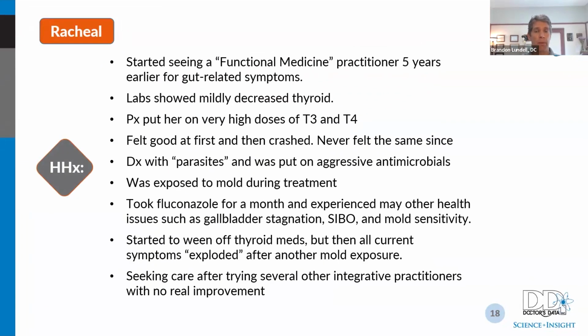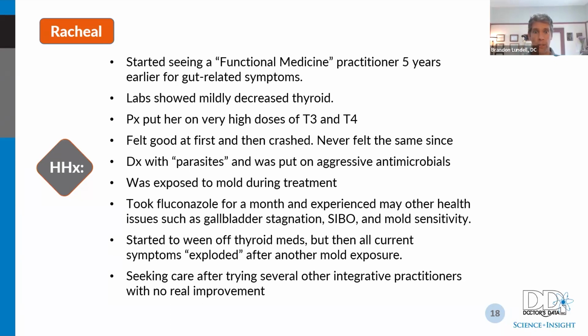So she started seeing a functional medicine practitioner 5 years earlier for some gut-related symptoms. Labs showed just mildly decreased thyroid function. So her T3 was suboptimal. Her TSH was maybe around a 4. But they put her on very high doses of T3 and T4. I'm talking 50 micrograms of T3, which is 10 times more than the body actually produces in a day, and 150 micrograms of T4. She felt great at first.